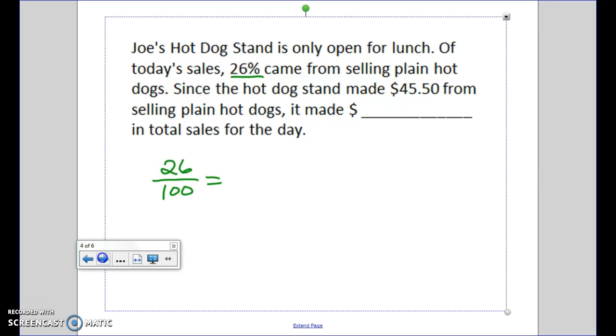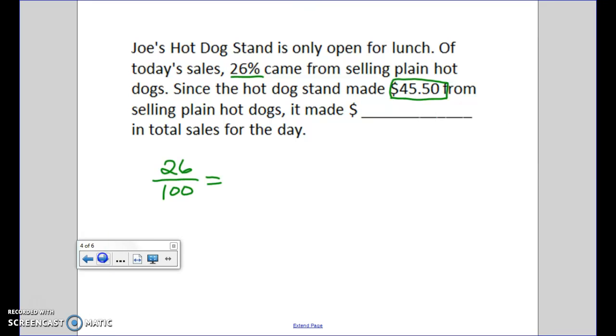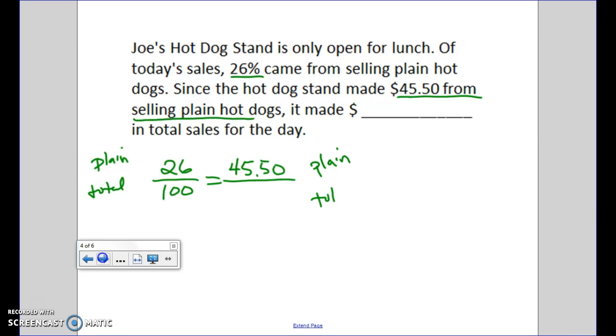I can compare that to how much money they made. It looks like since the hot dog stand made a total of $45.50. Oh no, it didn't make a total of $45.50. They made $45.50 from plain hot dogs. That tells me that that's how much money they made from plain hot dogs. We need to know how much money it made in total sales. So again, we're comparing plain to total. 26 out of every 100, and how much money we made from the plain compared to the total amount of money we made. Now, because we don't know the total amount of money made, we can use a variable there.